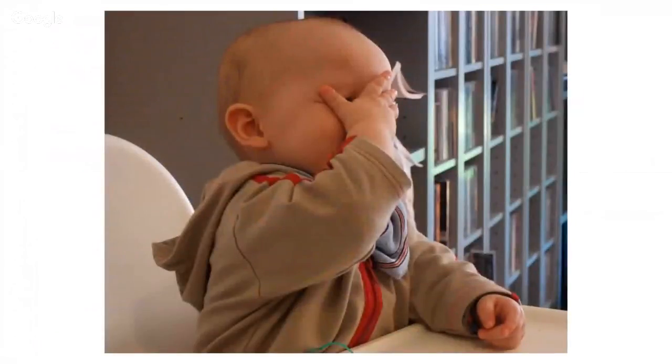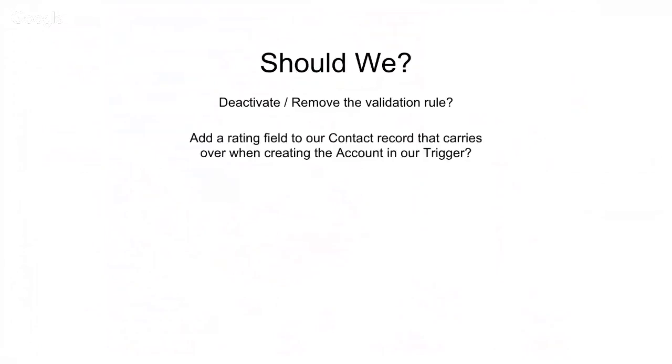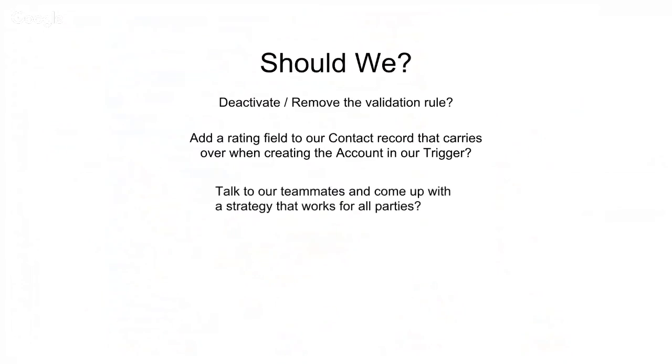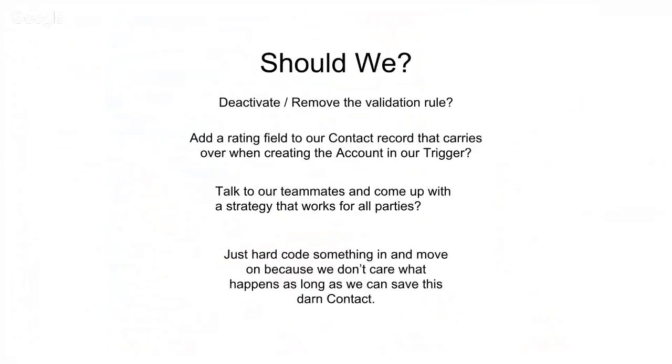From here, we would typically want to take a step back before making any rash decisions and ask ourselves, should we? Should we deactivate or remove the validation rule altogether? Should we add a rating field to our contact record that carries over when creating the account on our trigger? Maybe we should talk to our teammates and come up with a strategy that works well for all the parties? Or should we just hard code something in and move on because we don't really care what happens as long as we can save this darn contact?